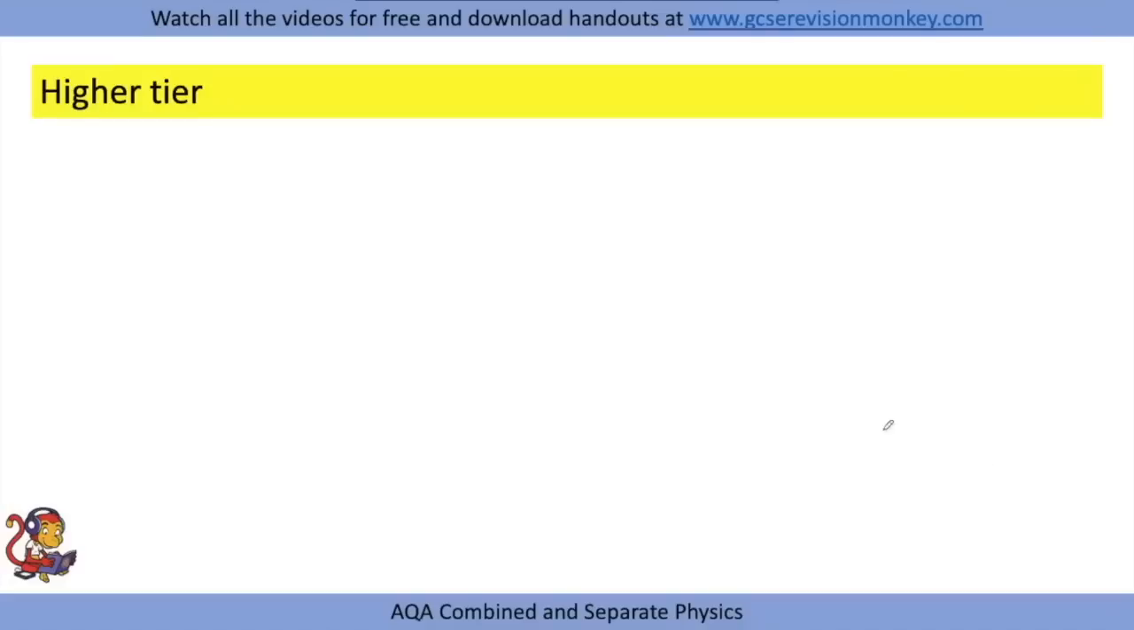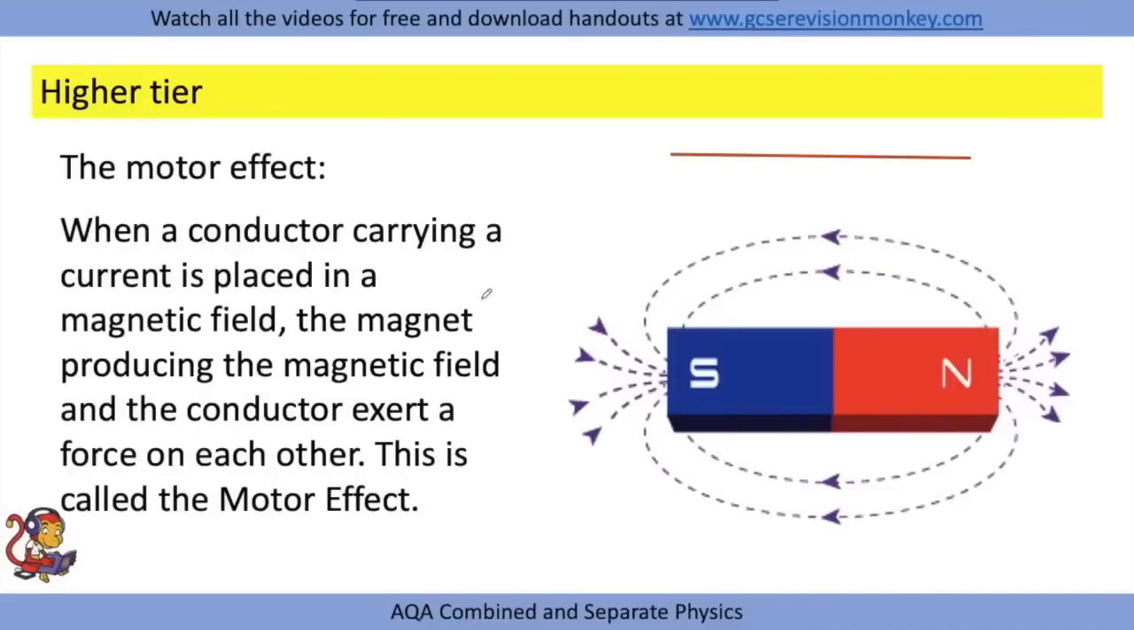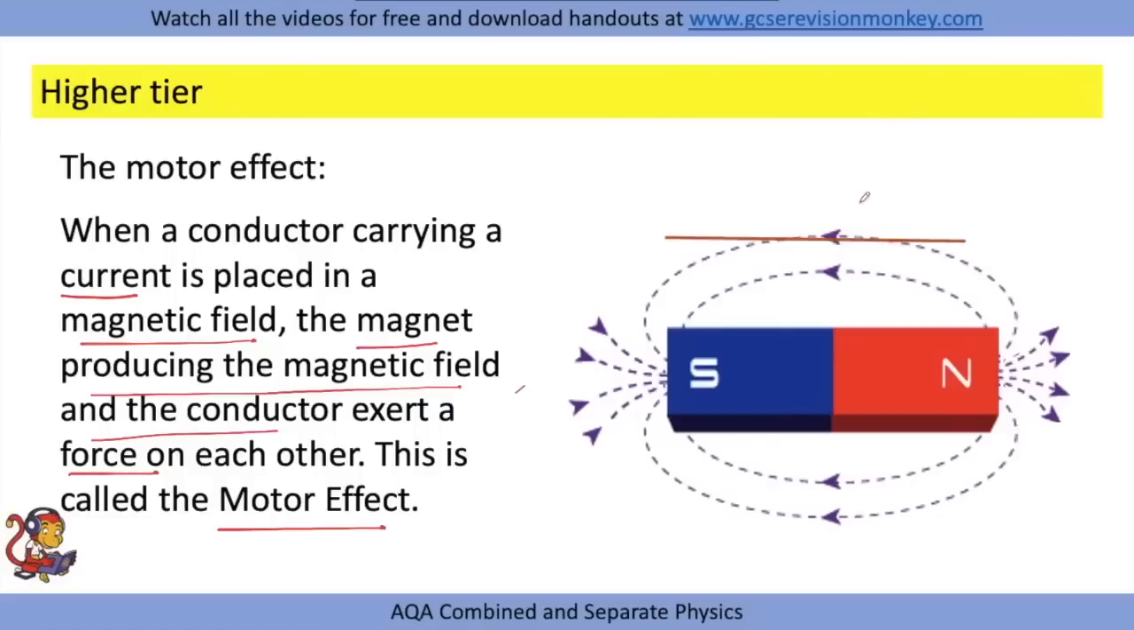A little bit on the motor effect for higher tier. When a conductor carrying a current is placed inside a magnetic field, the magnet producing the magnetic field and the conductor exert a force on each other. This is called the motor effect. So if this wire here was carrying a current, and we were to place it inside the magnetic field of this bar magnet, the magnet and the wire would both exert a force on each other, because don't forget, this wire, because it's carrying current, will also be producing its own magnetic field.